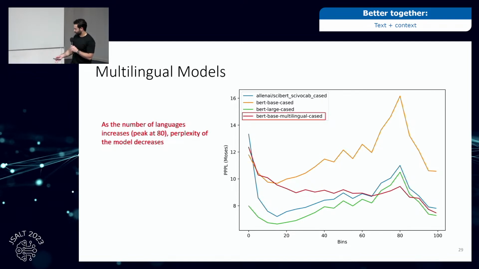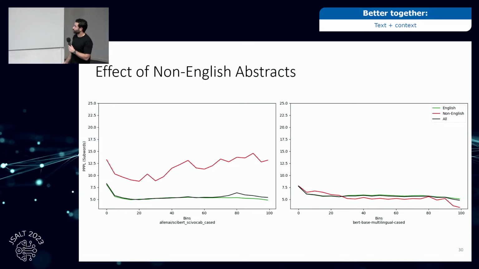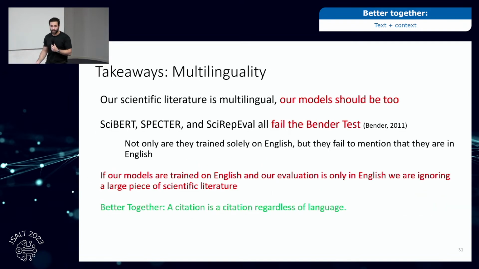We can also look at the perplexity scores for English versus non-English abstracts and the effect it has both on the monolingual model and the multilingual model. Red being non-English abstracts, it just handles it extremely poorly, whereas for English abstracts, the curve is much more consistent. And we can see that for multilingual BERT on the right, it has far less of an impact on the overall perplexity scores. And so what are the takeaways from this?